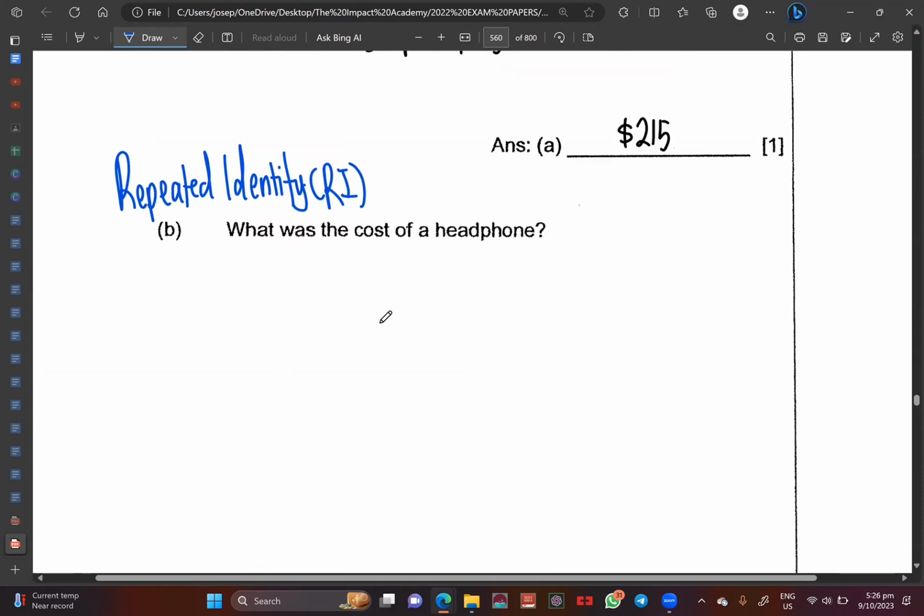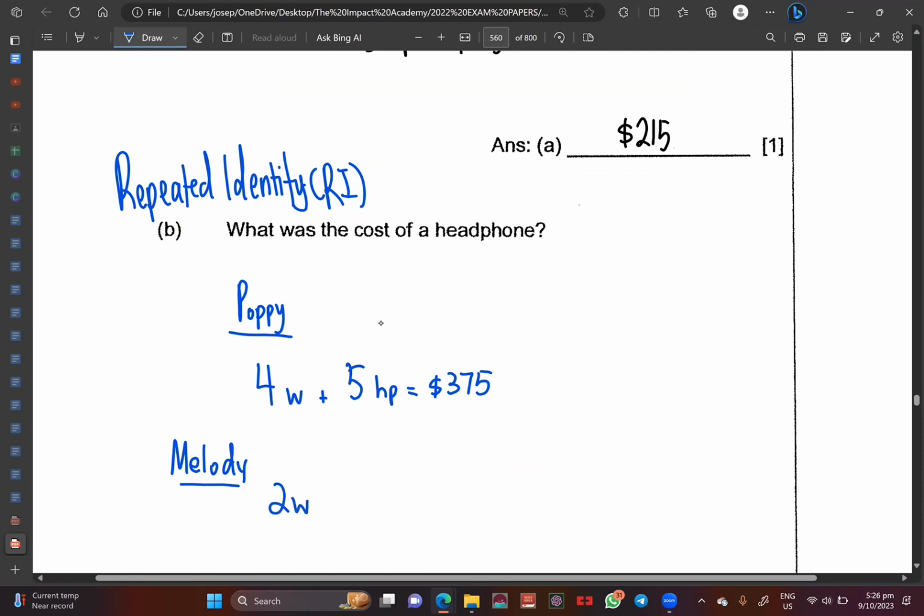Now, so we know Poppy. Let's talk about Poppy first. Poppy, 4W plus 5HP is equals to 375. Well, for Melody, we learned, 2W plus 3HP is equals to 215. Make sense? Now, but Teacher Joseph, what is the question asking us to find? The question wants you to find headphone, which is HP, correct? If the question wants you to find HP, you only want HP, correct?